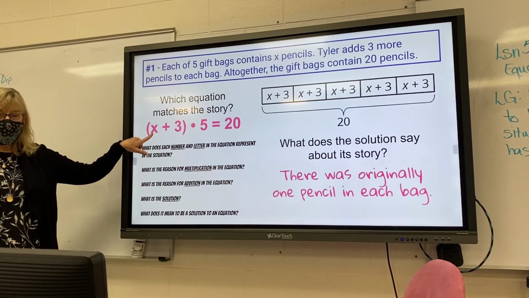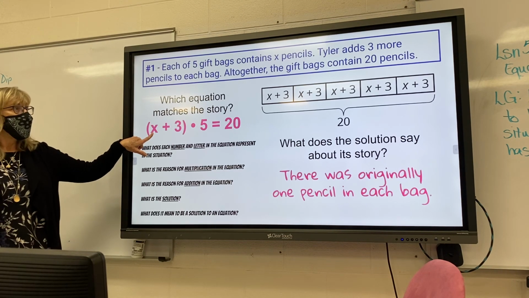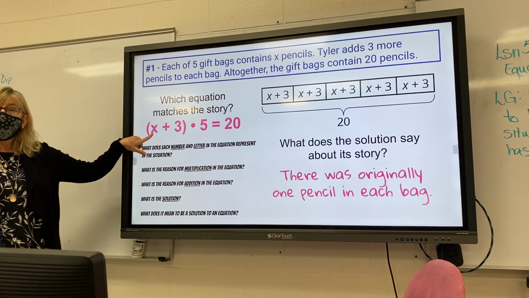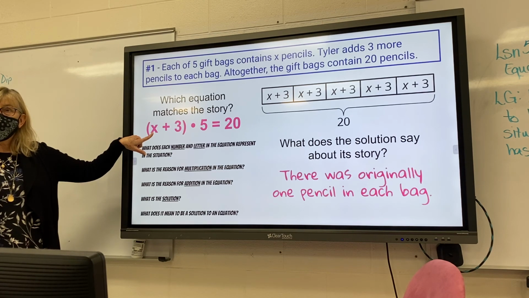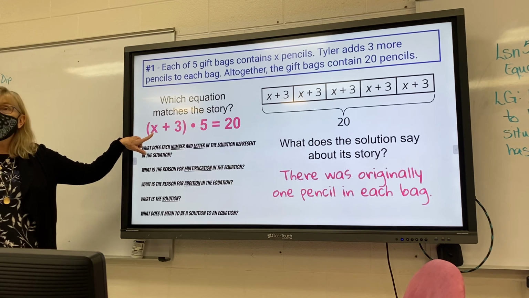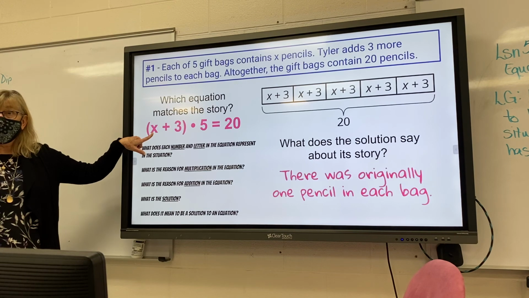What does x represent, Jasmine? DeLeon, what does x represent? Read the very first sentence. What does x represent? How many? What does the first sentence say? Each of the 5 gift bags contains x pencils. Okay. So is that pencils in the bag at the beginning? That's what x represents. Do you see it? Does it make sense? Yes. Okay.